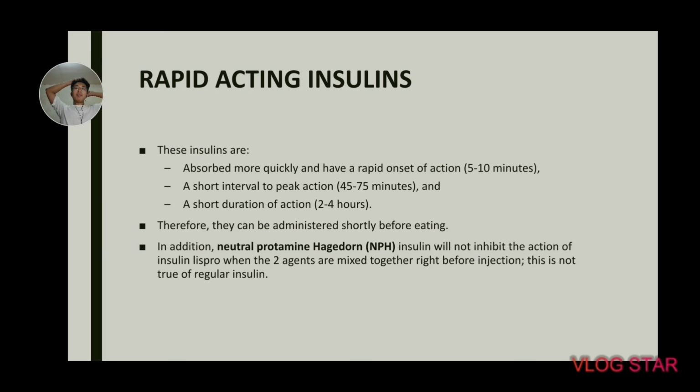These rapid-acting insulins are absorbed more quickly and have a rapid onset of action, acting in 5 to 10 minutes. They have a short interval to peak action of about 45 to 75 minutes, and a short duration of action of 2 to 4 hours. Therefore, they can be administered shortly before eating. In addition, NPH insulin will not inhibit the action of insulin lispro when the two agents are mixed together right before injection. This is not a true regular insulin.